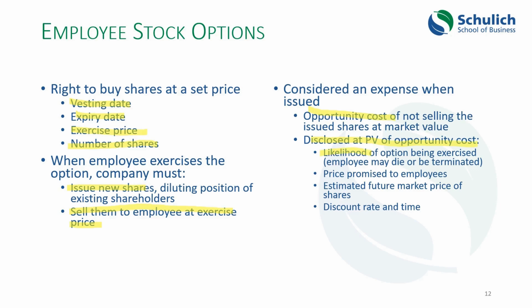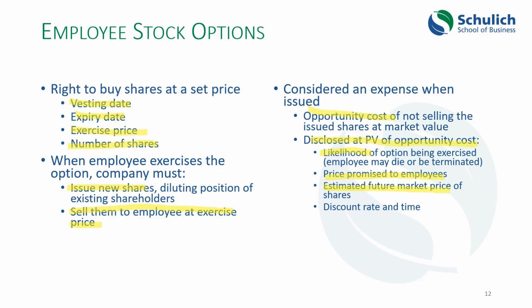It takes into account the likelihood of the option being exercised, and that's because the employee might die between now and the vesting date, or the employee might get terminated, in which case the options would never be exercised. It takes into account the price that's promised to the employees. That's the exercise price, and the company then has to estimate the future market price of those shares.